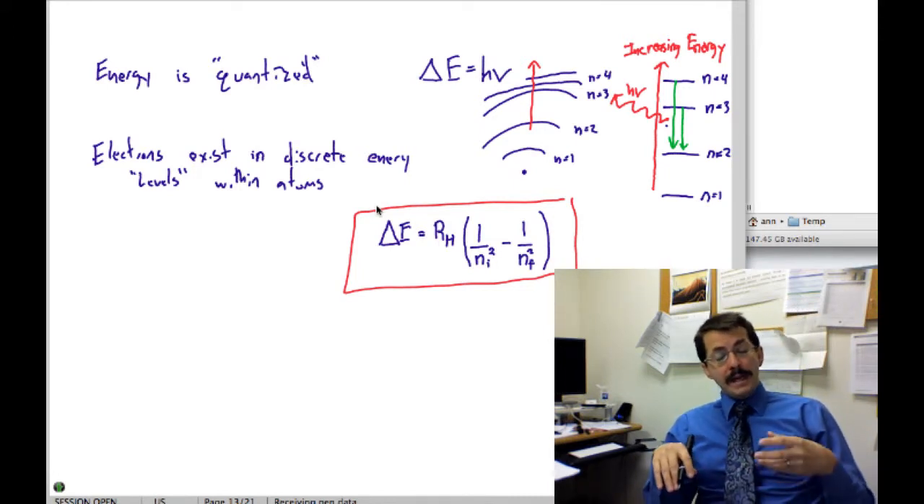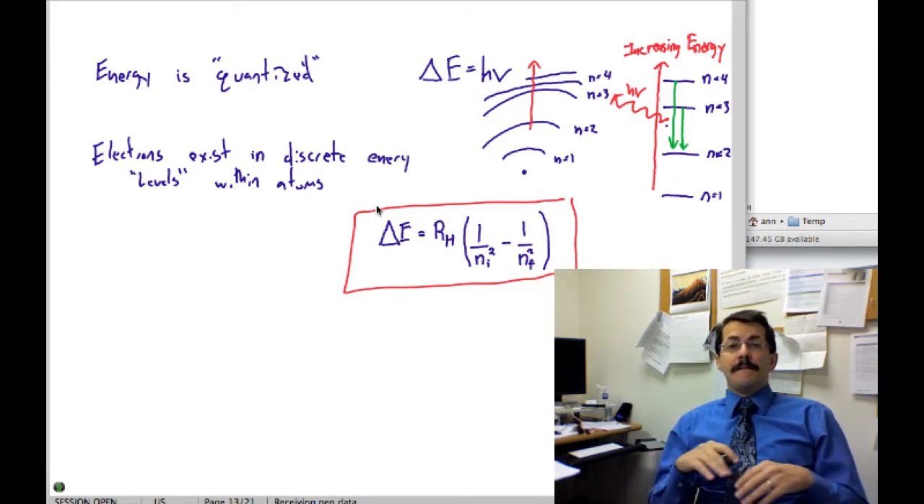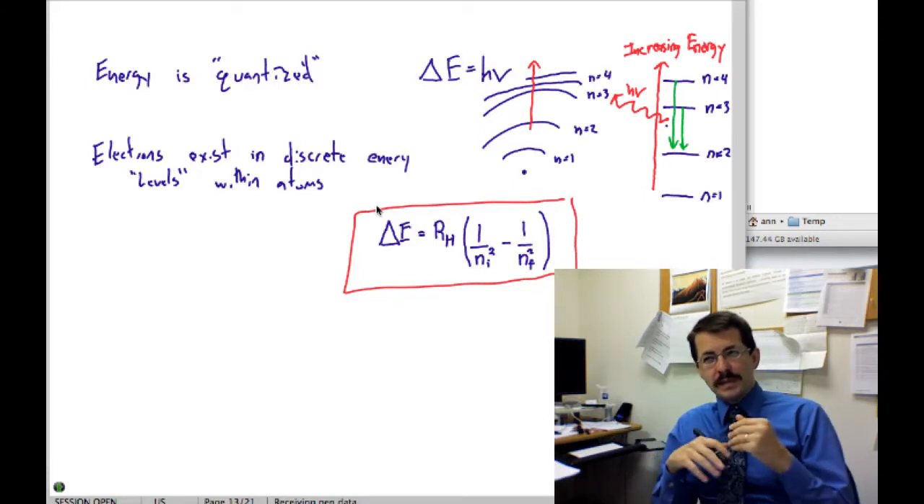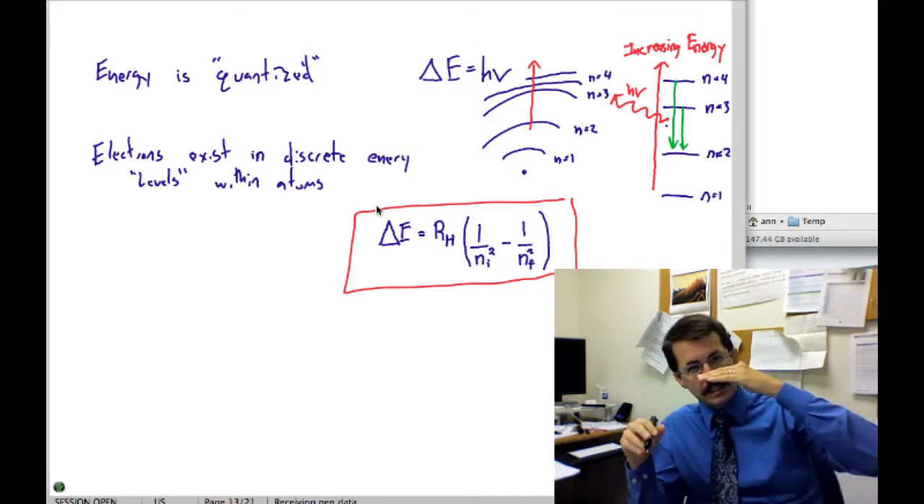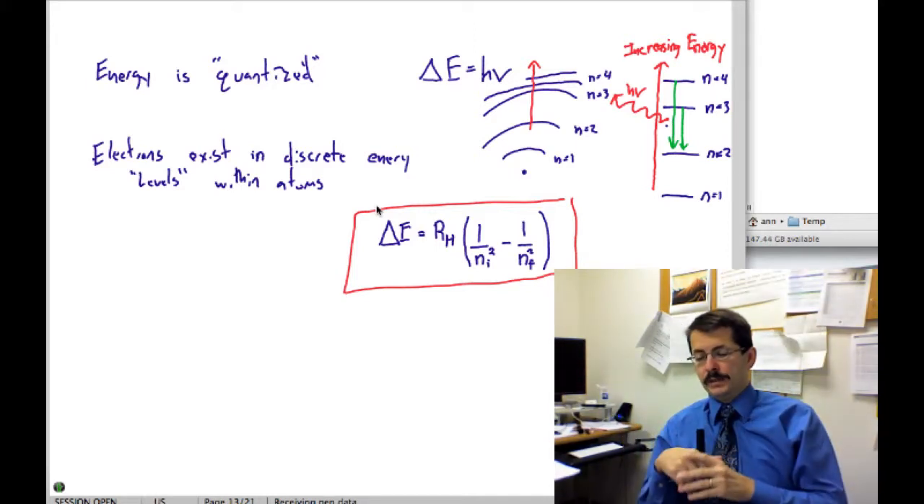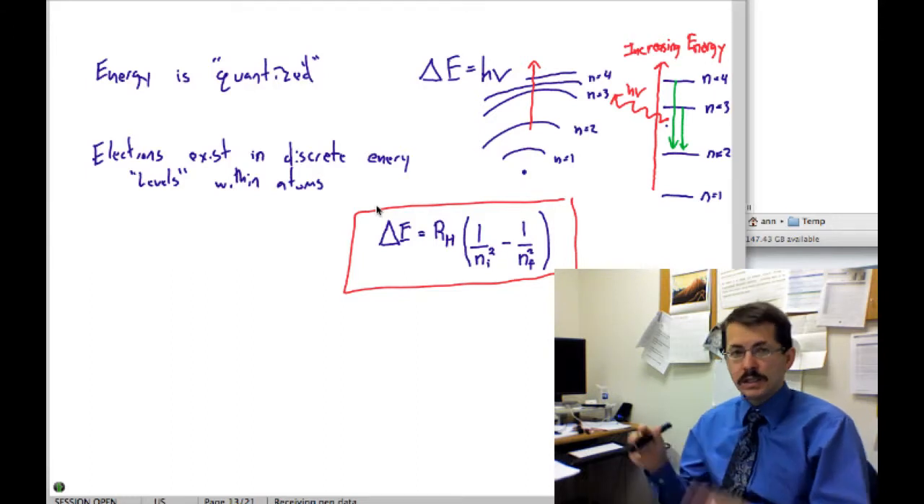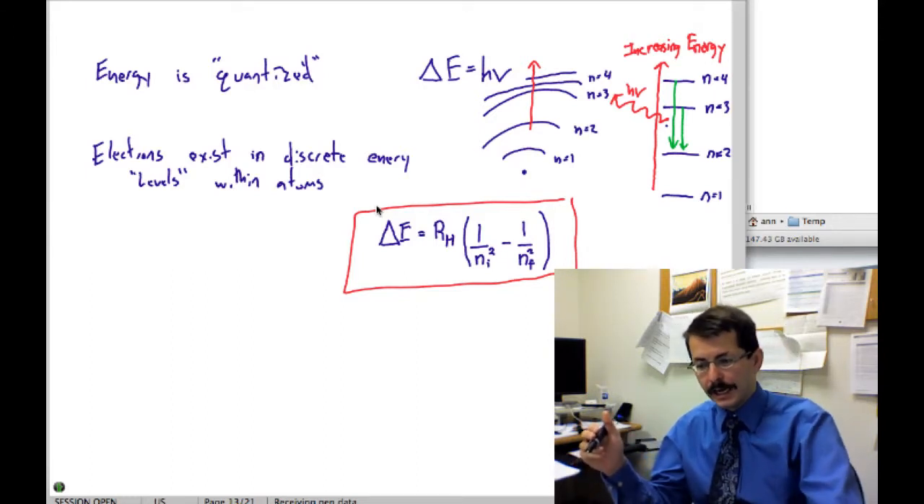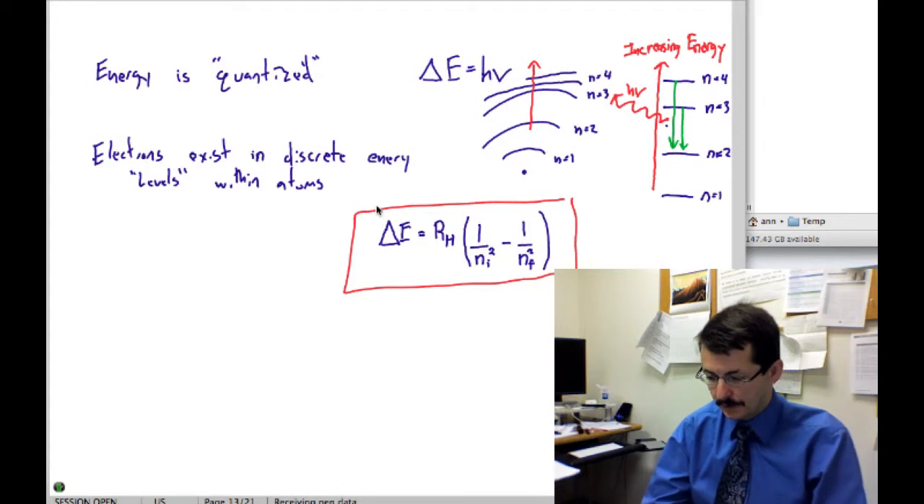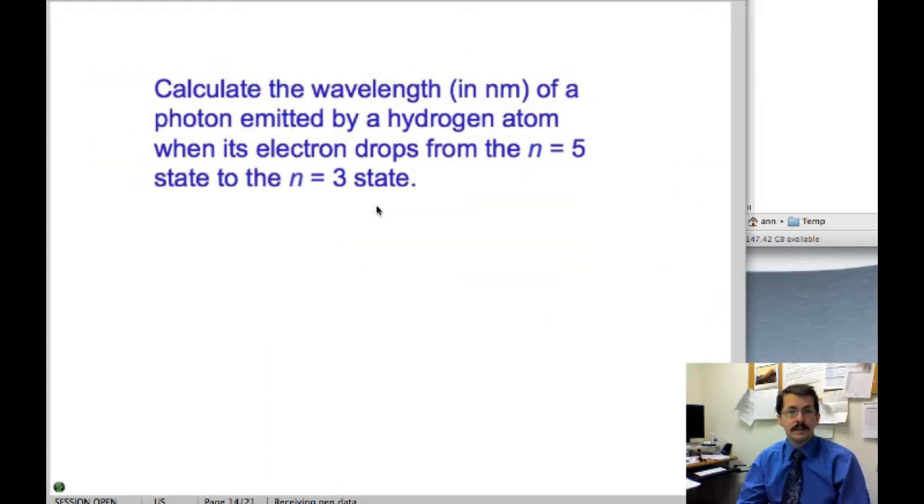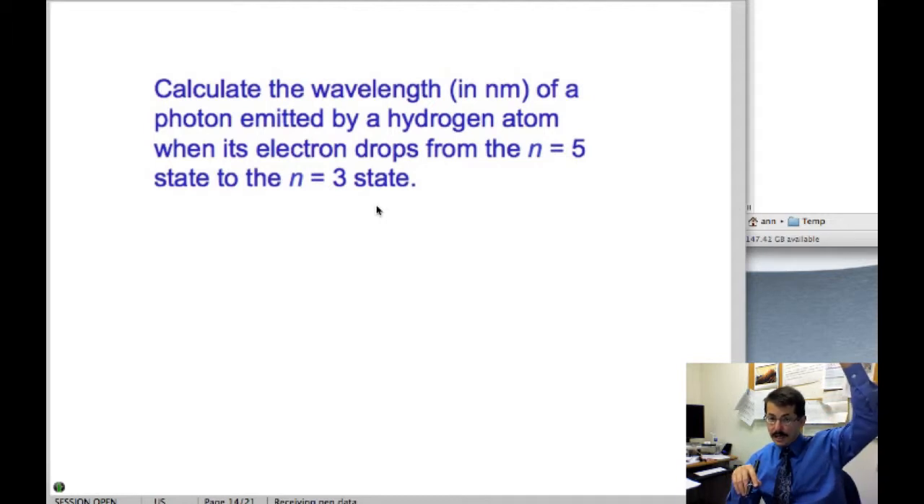When you start to make atoms more complex, the energy levels start to become strange. We don't see these discrete energy levels. And we'll talk about that in a second. So let's apply this. Let's predict some information. Let's calculate the wavelength in nanometers of a photon emitted from a hydrogen atom when an electron drops from principal quantum number n equal to 5 to n equal to 3.